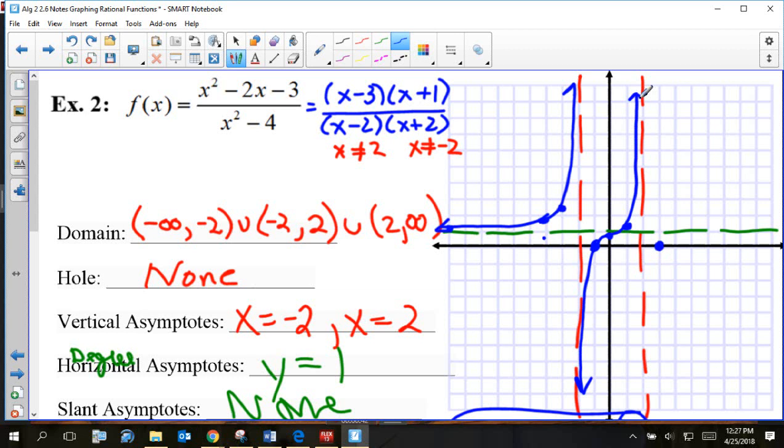So that's what the graph's going to look like in between. It's still using the vertical asymptotes, but it passes through the horizontal asymptote. It just has a point of inflection.